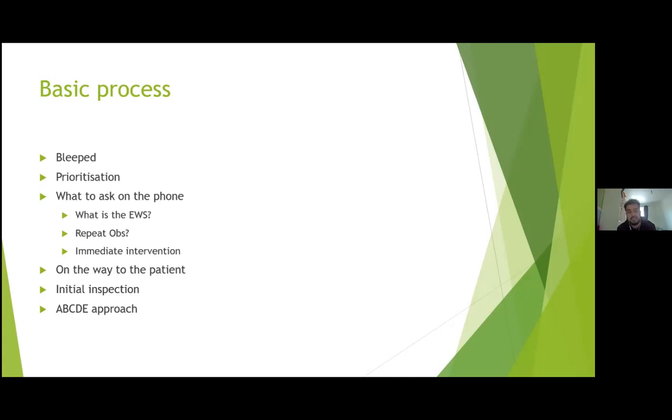When I'm on the way to the patient, I'm going through the differentials in my head of what it could be. So if I've got a call about chest pain, then I'm thinking, could this chest pain be cardiac? Could it be respiratory? Could it be musculoskeletal? What are they scoring? I'm going through a thought process of what this could be. And I'm also thinking about how I'm going to assess the patient.